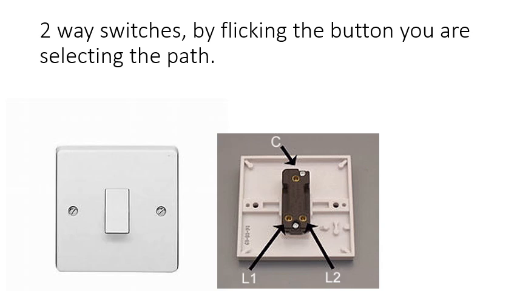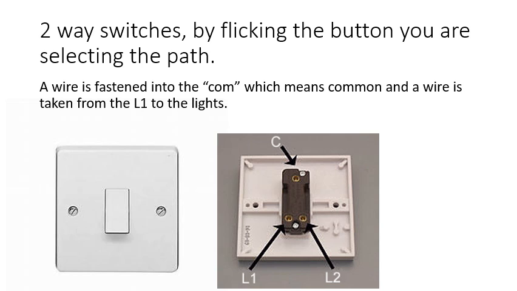Two-way switches, well, they work by flicking the button. You are selecting the path. A wire is fastened into the COM at the back of the switch. And a wire is taken from the L1 to the lights.